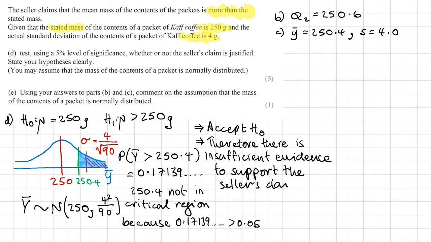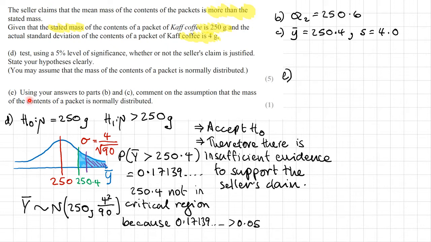Why is there insufficient evidence to support their claim? They claimed that the mean mass of the packets is more than the stated claim. If it was, this 250.4 would be in here in that 5% area in the critical region. It's not. So we can be confident in our calculations that actually it's not more than the stated claim or stated value. And lastly, part E, we'll do that up here.